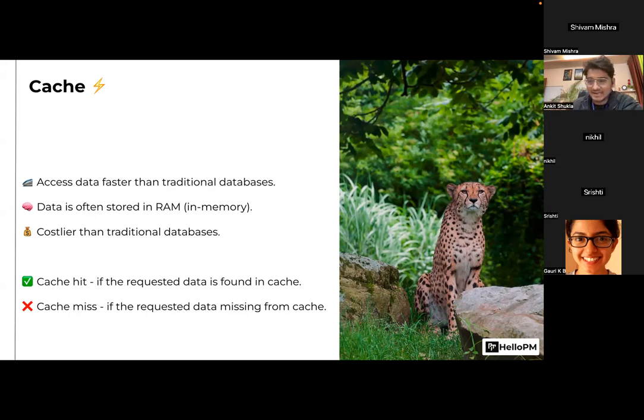Some examples of cache are Redis, Memcache, and a couple more, but Redis and Memcache are some of the most famous cache services out there. Yes, any question from anyone about cache?